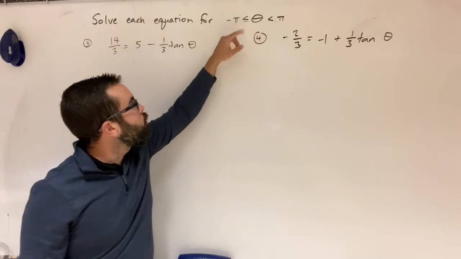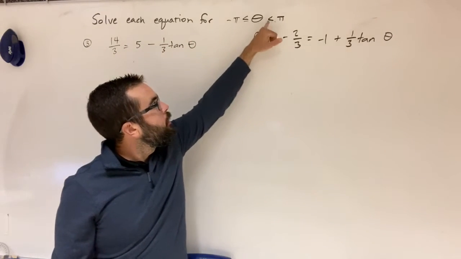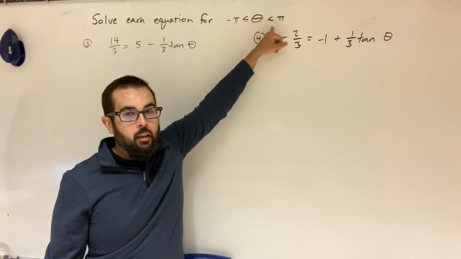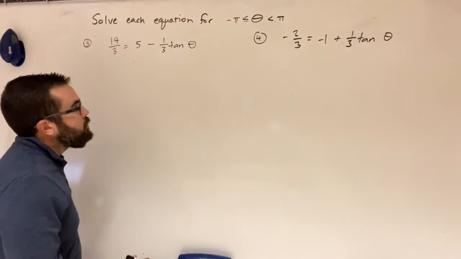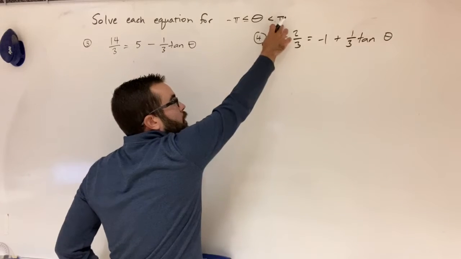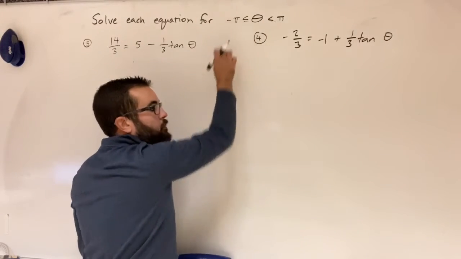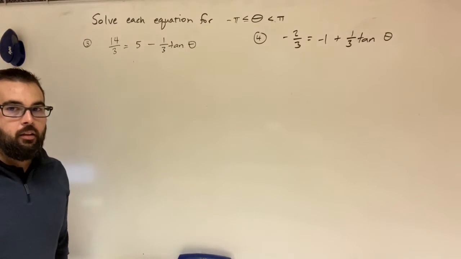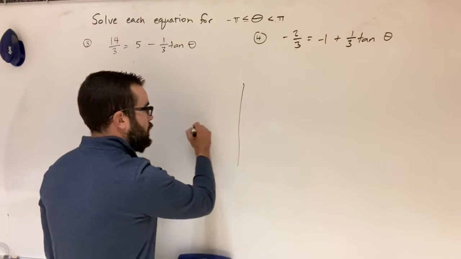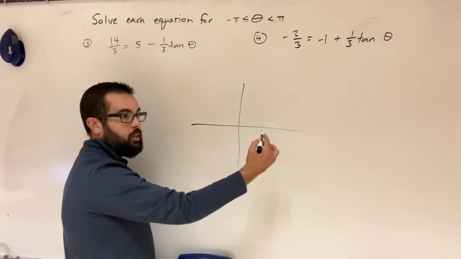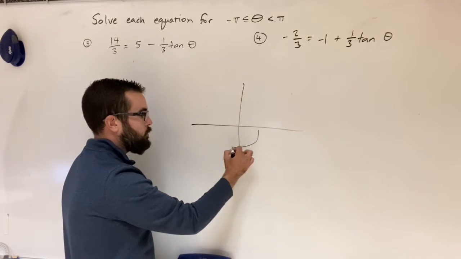Now, we have two equations that are slightly different because the directions say solve each equation for theta between negative pi and pi. So if we get angles that are past pi, we need to write them as negative angles. That's what that's telling us. Okay, so remember, when you're moving around the coordinate plane, to get negative angles, you have to move this way.